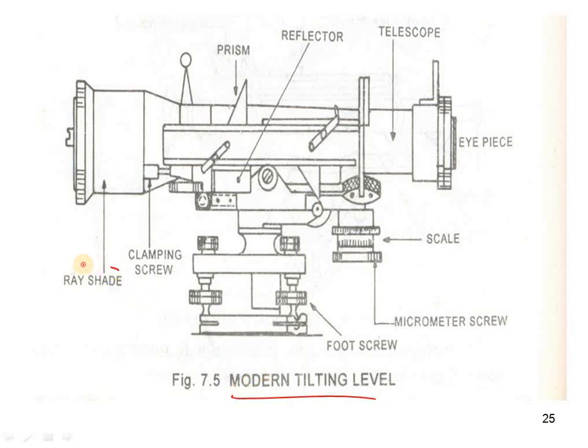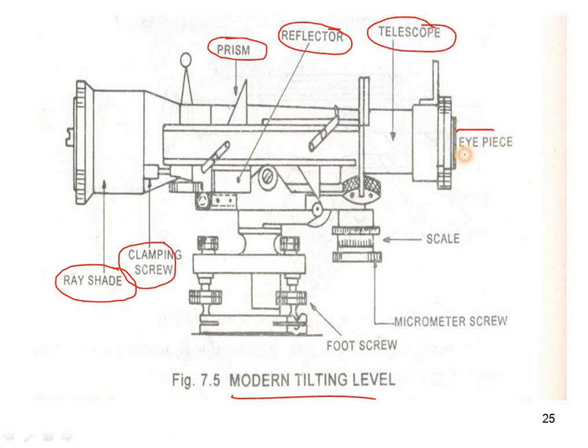In this also we can see a ray shade, a clamping screw, and a prism, a new one, a prism appears here, a reflector. You can see the telescope, eyepiece, and a scale is there. It is to see the measurements from the scale, how much it is moving, and a micrometer screw and foot screw. So the foot screws are commonly used for every instrument.